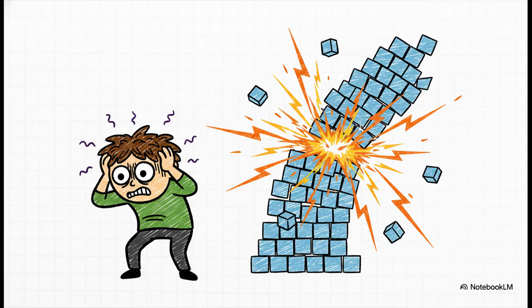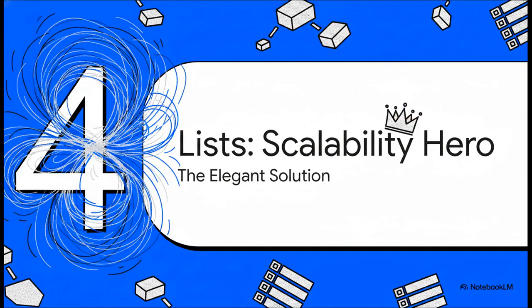And listen, this is the exact nightmare scenario you need to describe in your AP written response to prove that you understand how a list manages complexity. Okay, take a breath, because part 4 is all about the solution to this chaos. Enter our scalability hero, lists.